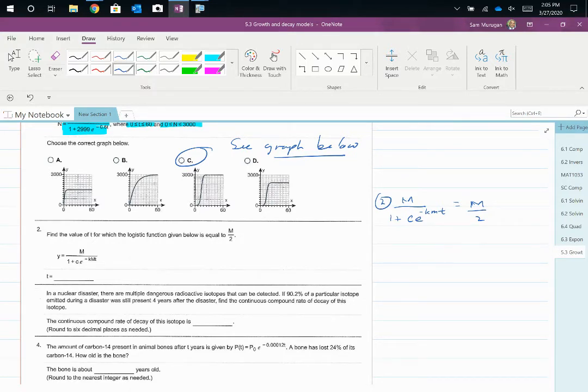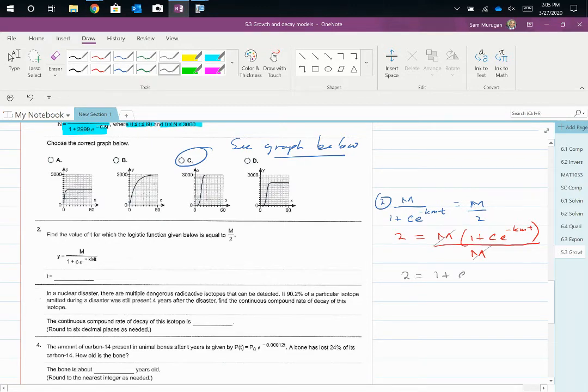So rewriting here, if we go ahead and cross-multiply, we're going to have 2 is equal to, bring the 2 up, M times (1 plus c e to the power negative kMt) divided by M. And that allows us to cancel out the M. So 2 is equal to 1 plus c e^(-kMt).